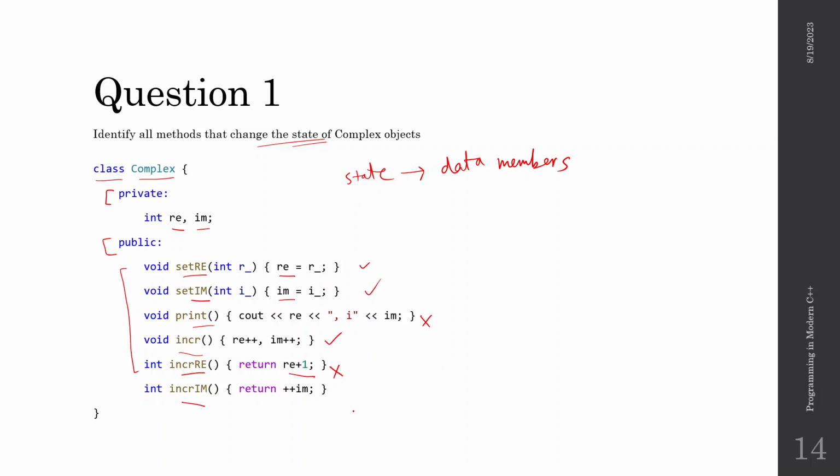Next we have the IM method. The IM method increments the variable. You can see that it is doing plus plus IM, meaning that the IM variable itself is being increased by 1. So this modifies the state.